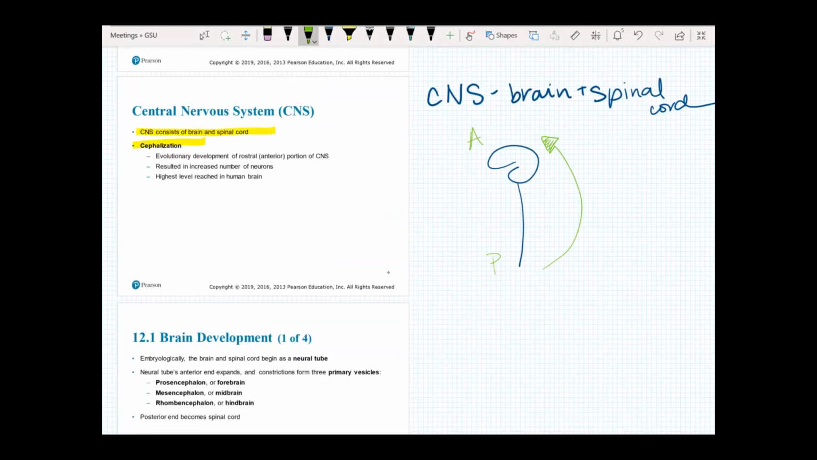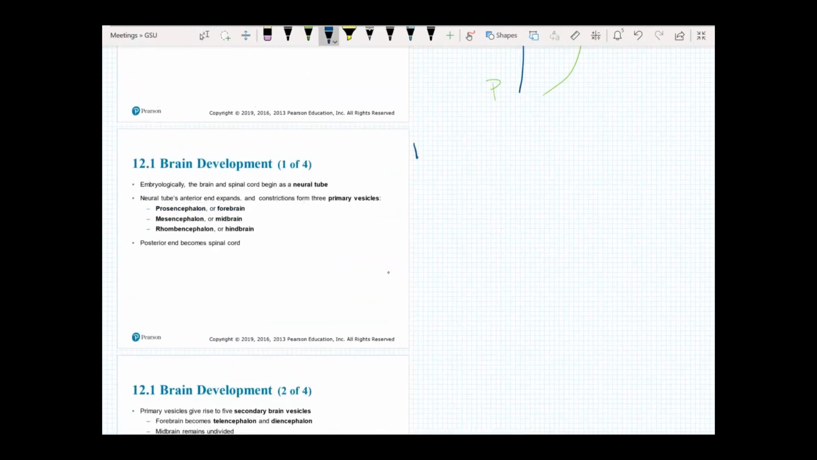So 12.1, looking at overall brain development. When the brain actually starts developing, it will start as what is called a neural tube. And basically this neural tube is in embryonic development is where we are talking about. So the neural tube will become this one long tube, and as it expands, it will then form three primary vesicles. So here's our neural tube, and by tube it really does look like a long skinny tube.